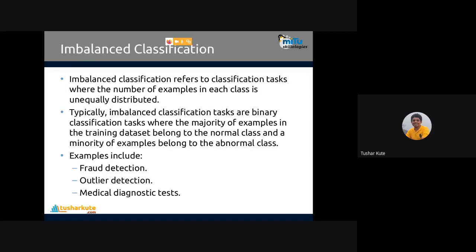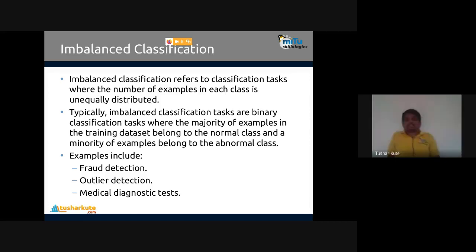And the fourth category is called imbalanced classification. Imbalanced classification refers to a classification task where the number of examples in each class is unequally distributed. Now, see, I want to build a spam and not spam classifier. To learn from that model, I should have a reasonable number of samples, maybe 30 and 70 is also okay. That is, 30 mails are spam and 70 are not spam. So we can build the model based on such inequality.